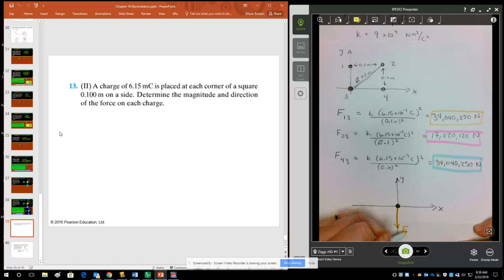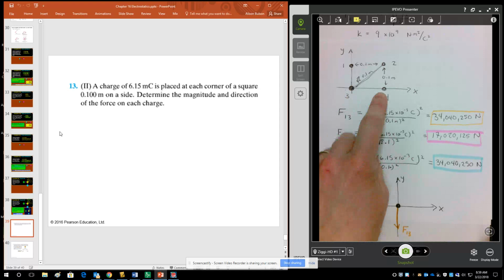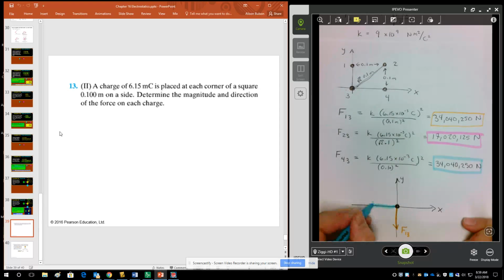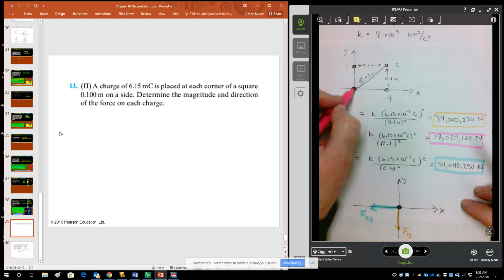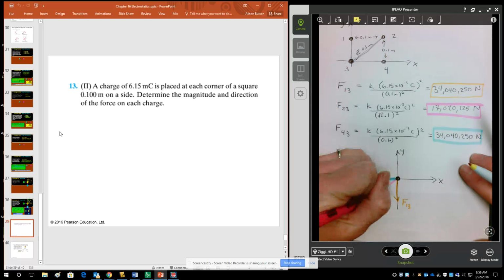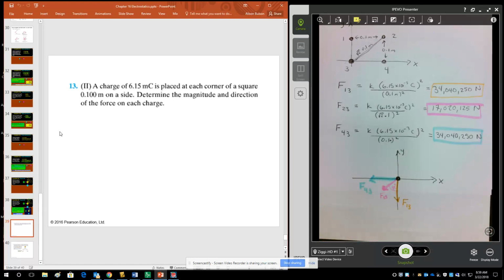So F13, the interaction between 1 and 3, 2 positively charged particles, needs to point directly down. This is F13. F34, interaction between 2 positively charged particles, has to be directly to the left, because again, they're repelling each other. And then F23 on a 45-degree angle, because this is a square, F23 is smaller than the other two. It's at 45 degrees below the x-axis, or to the left of the negative y-axis.